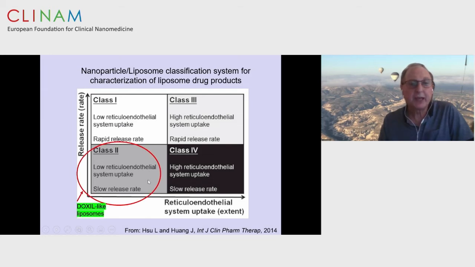And in fact, we are mainly interested here in class two, if we want to reach a tumor delivery at its best. And this is a class of nanoparticles that show low reticuloendothelial system uptake and slow release rate, thus guaranteeing that you have a high payload when you reach the tumor. This is the case of the Doxil liposomes, the formulation that you well know from clinical studies.